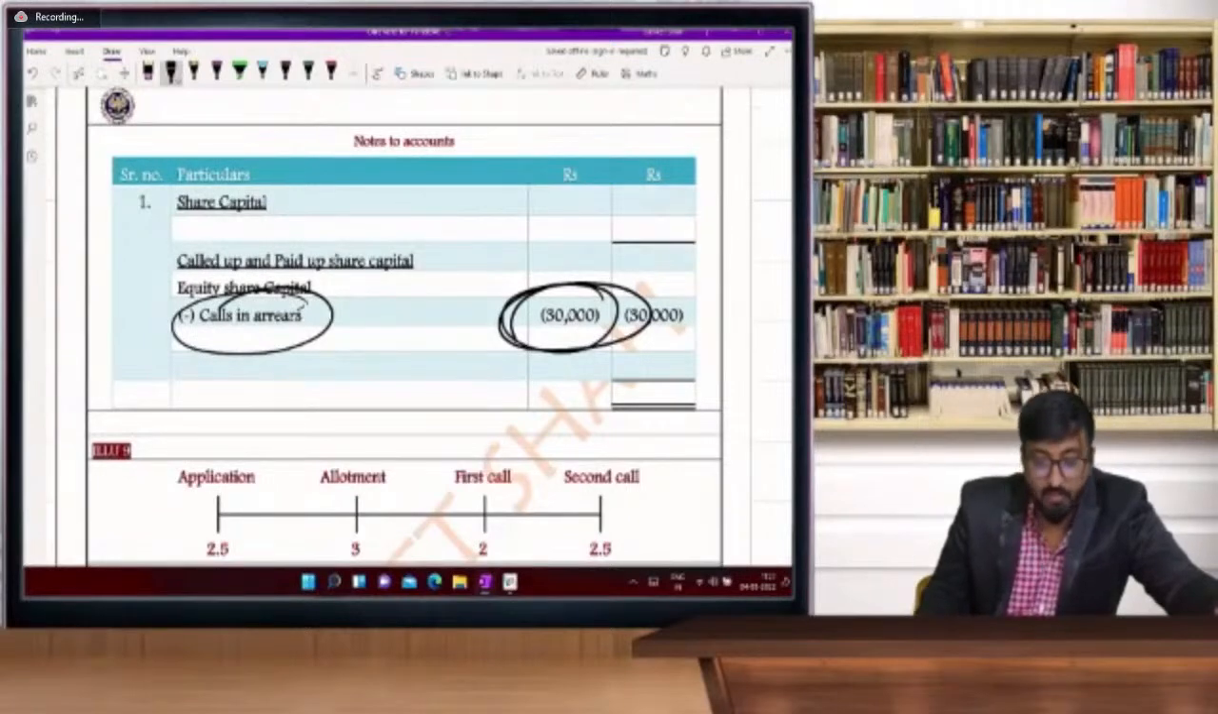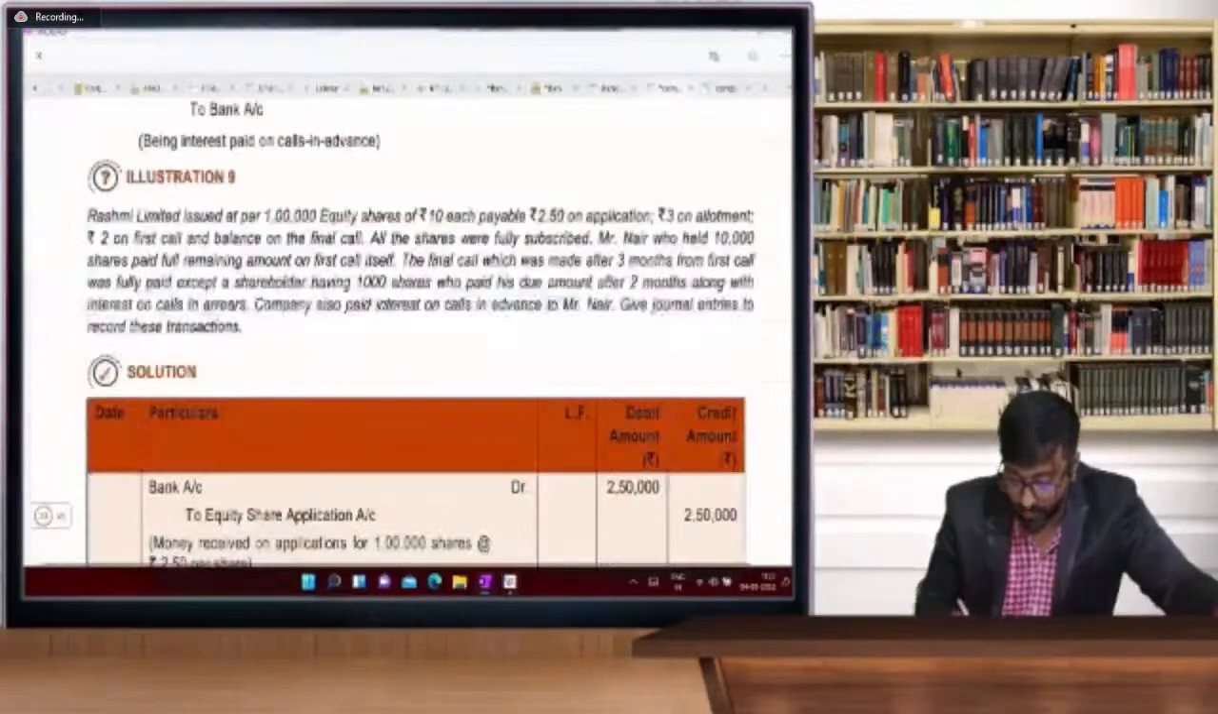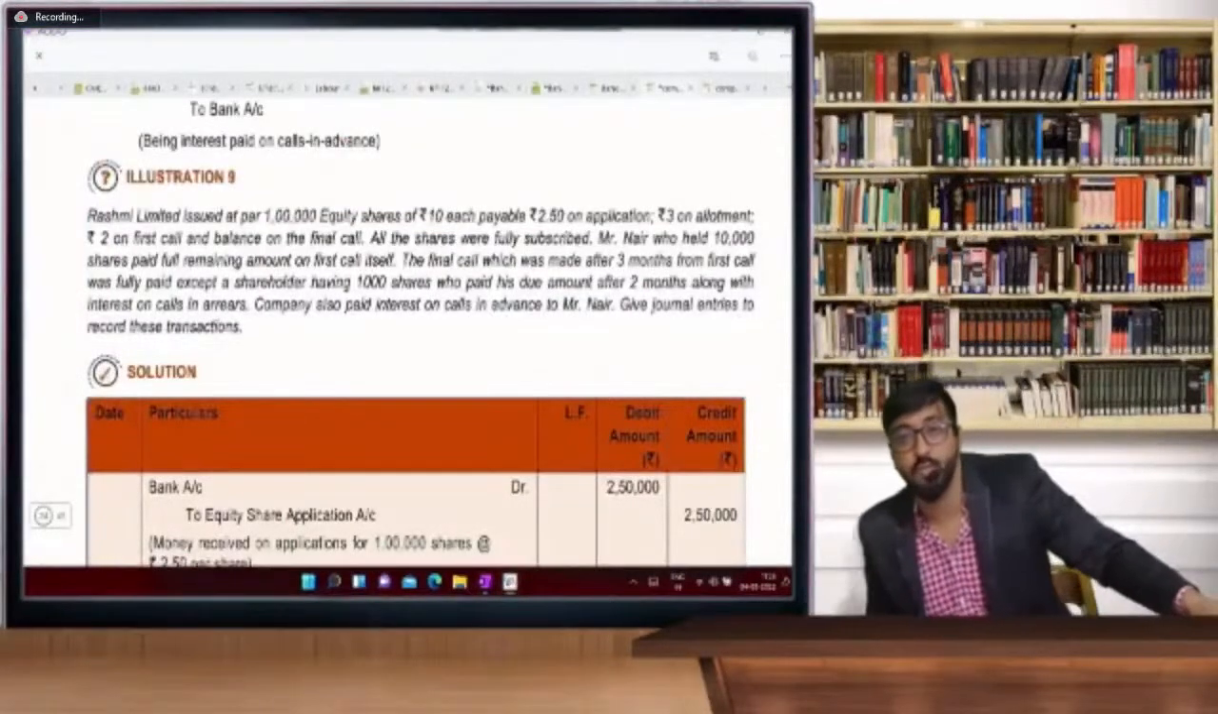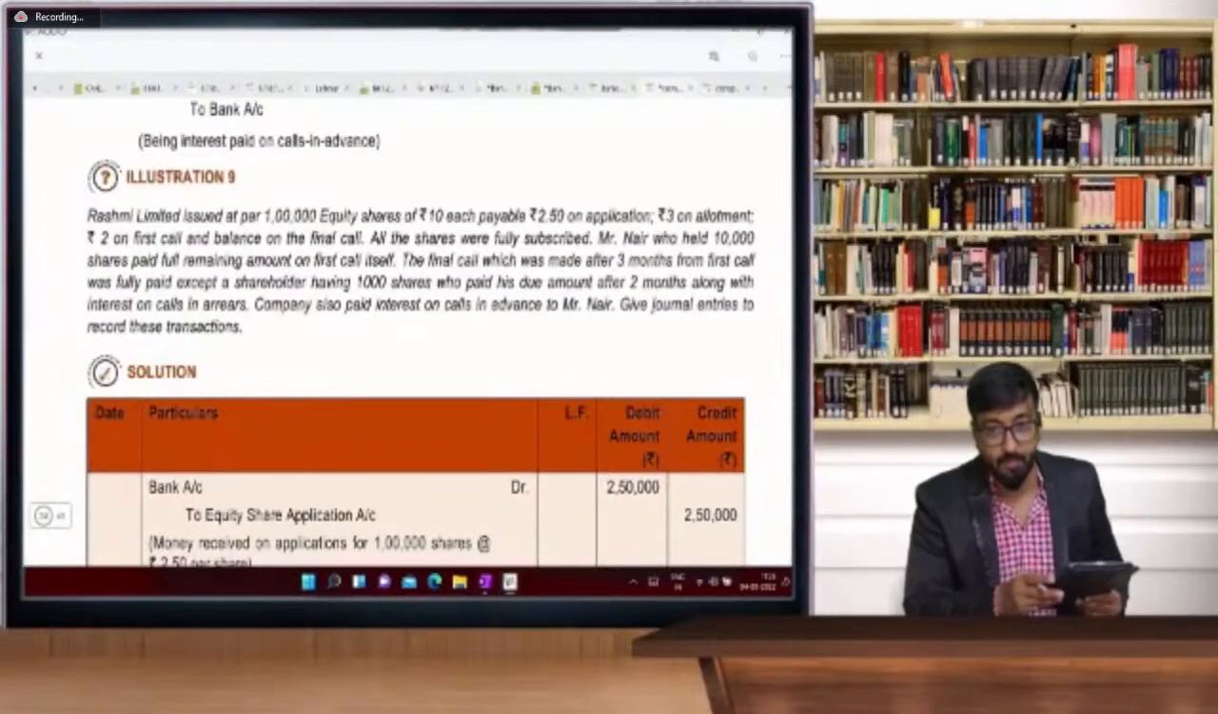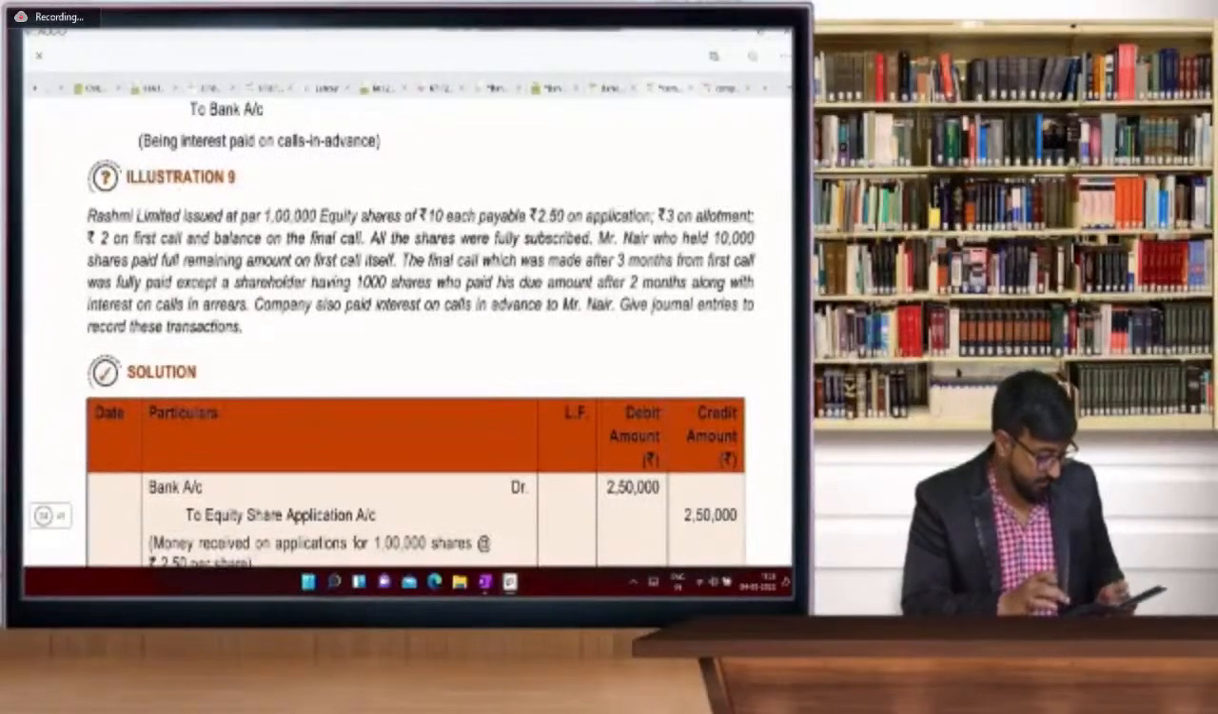Yes, beta, 9th number I'm going to take in writing. So don't worry. Many students ask me about illustration number 9. Wait, I will tell you how to solve this question. So let's write this illustration number 9 in the notebook. Chalo, write in the notebook quickly. Illustration number 9, we are going to solve it.